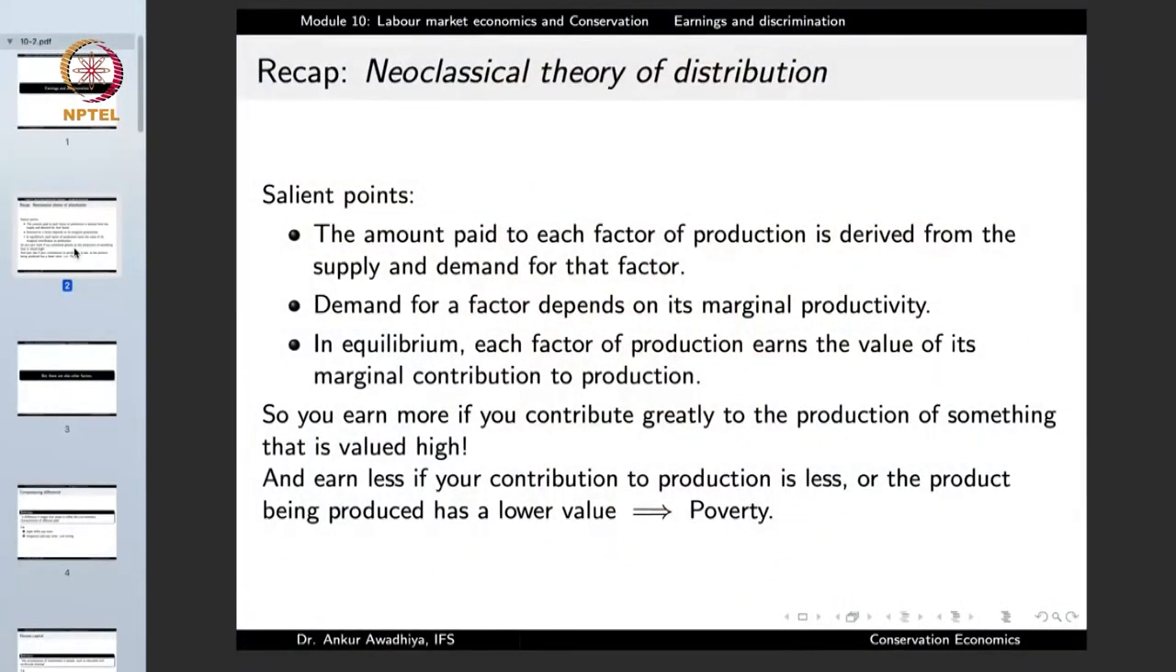And the corollary said that if somebody is putting in a contribution to a production of something that has a lower value, or when the contribution to the production is less, then in that case the person will be earning less, which ultimately gives rise to poverty.